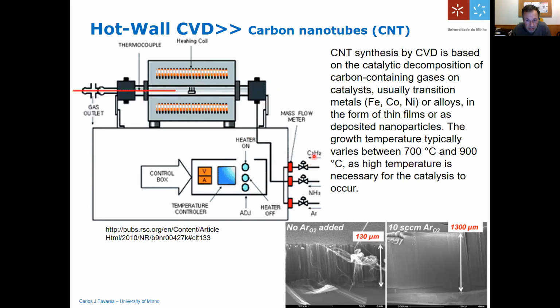And so when this precursor reacts with these catalyst metals, it will break down and it will form carbon. And this carbon actually grows in the form of nanotubes, okay?